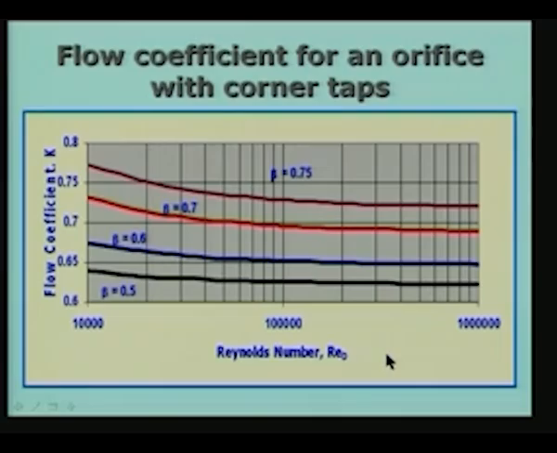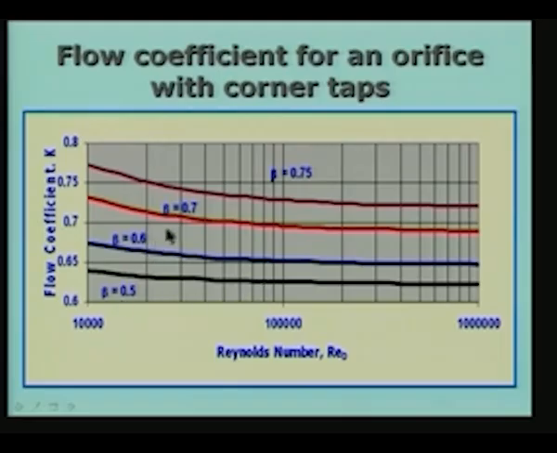So, what we see here is very interesting. The flow coefficient is almost constant for values of Reynolds number greater than about 10 to the power of 5. So, if in a particular installation the Reynolds number in the pipe is more than 10 to the power of 5, you can use a constant value for CD, and that is the advantage of that. Of course, the actual value of CD depends on beta.